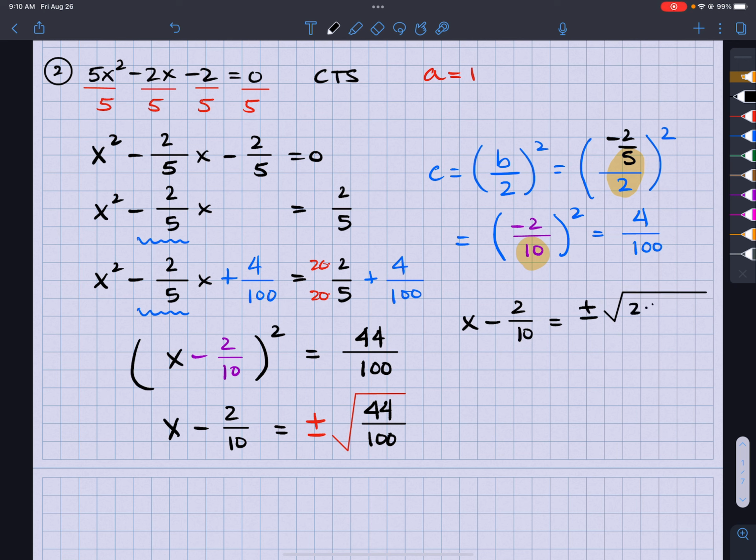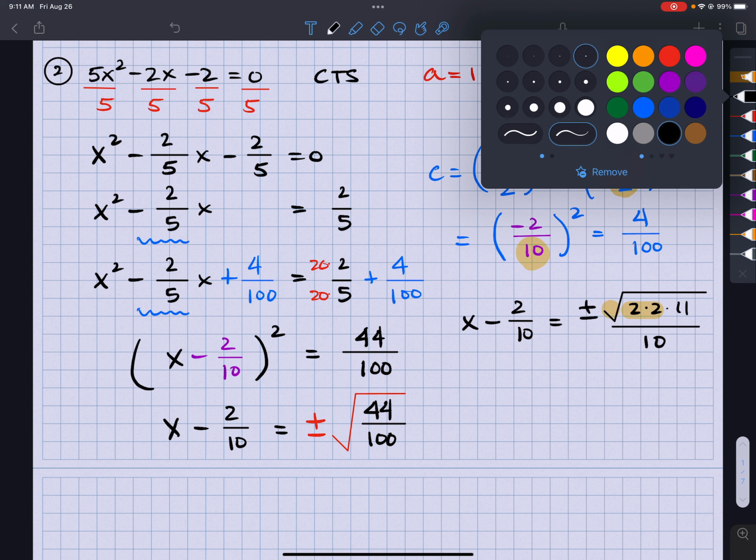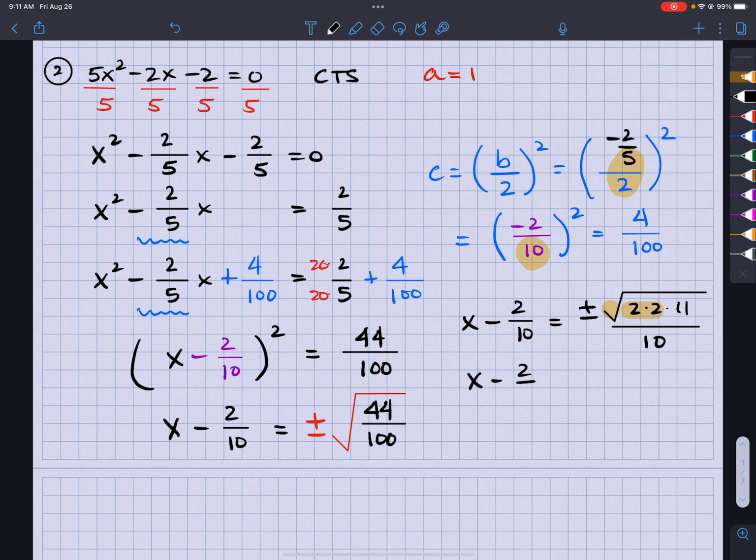So it's going to be 2 times 2 times 11, and that's going to be over, and I can see that the square root of 100 is 10. Now, since the index is a 2, I'm looking for pairs, and there's my pair right there. So that means I'm going to have x minus 2 over 10 is equal to plus or minus 2 square root of 11 over 10.